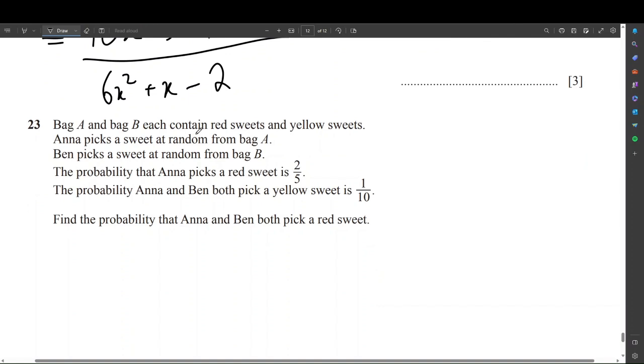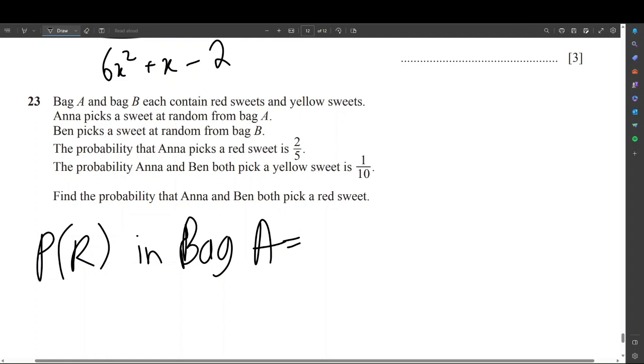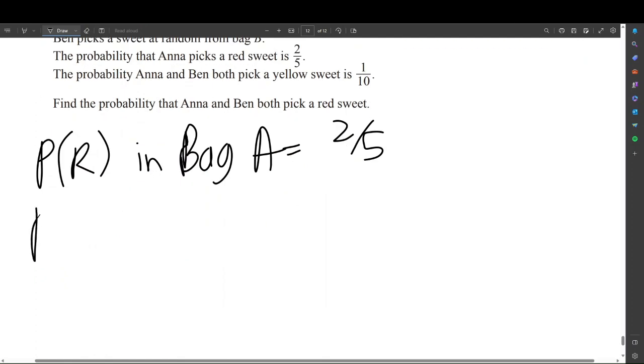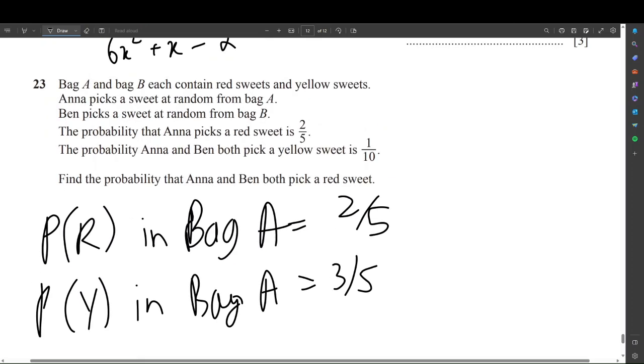Bag A and Bag B each contain red sweets and yellow sweets. Anna picks a sweet at random from Bag A, and Ben picks a sweet at random from Bag B. The probability that Anna picks a red sweet is 2/5. So Anna is picking from Bag A. So probability of red in Bag A is equal to 2/5. So probability of a yellow sweet in Bag A is going to be 3/5, because there are only two types of sweets.